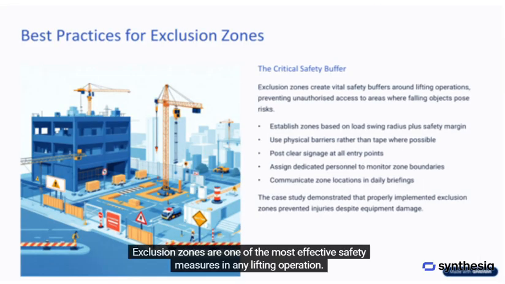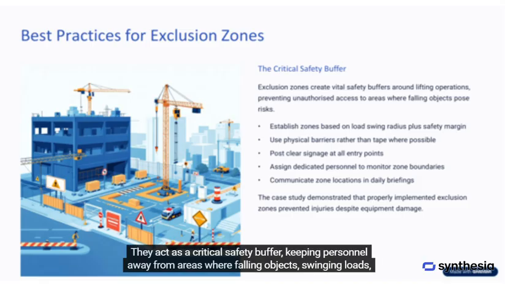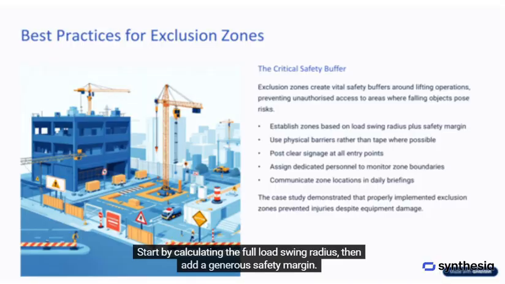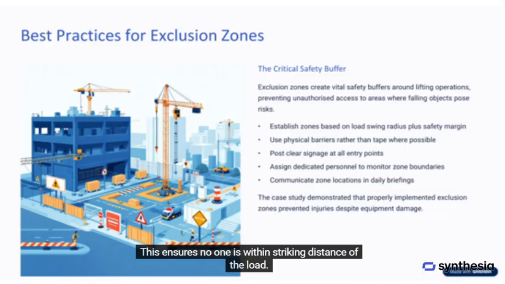Exclusion zones are one of the most effective safety measures in any lifting operation. They act as a critical safety buffer, keeping personnel away from areas where falling objects, swinging loads, or unexpected equipment failure could pose serious risks. Let's look at the best practices for implementing exclusion zones effectively. 1. Establish zones based on swing radius plus a safety margin. Start by calculating the full load swing radius, then add a generous safety margin. This ensures no one is within striking distance of the load.